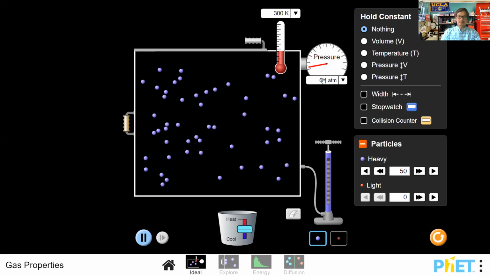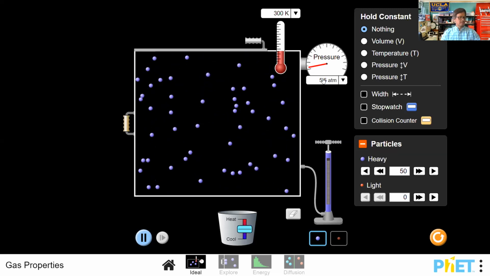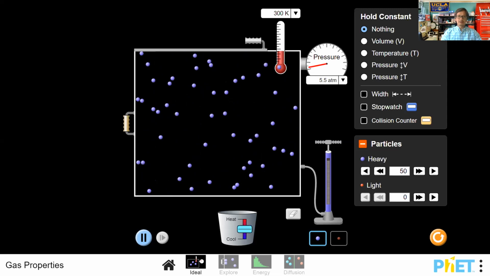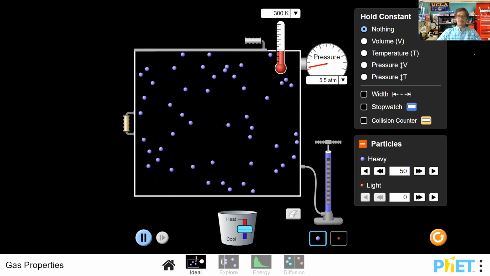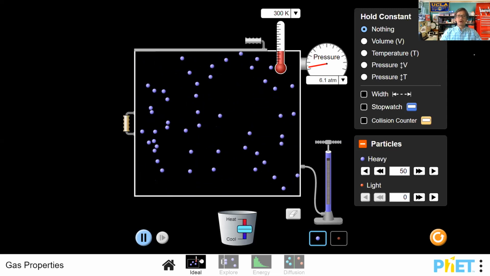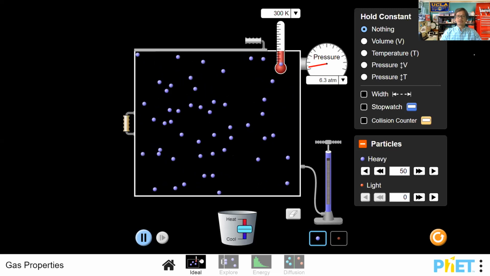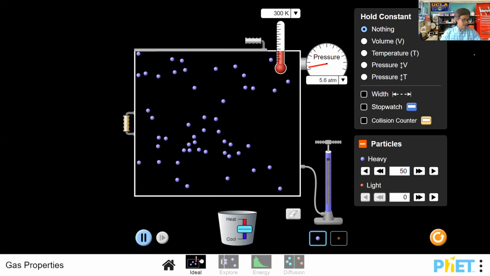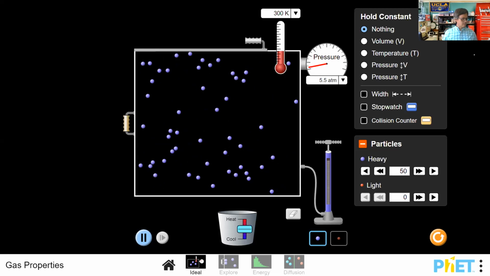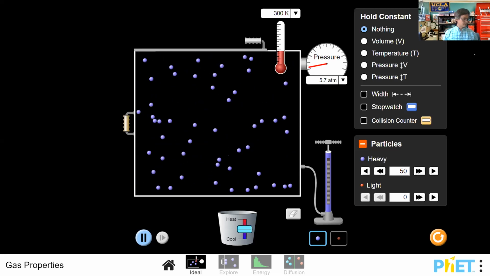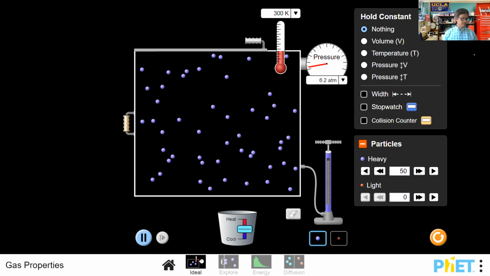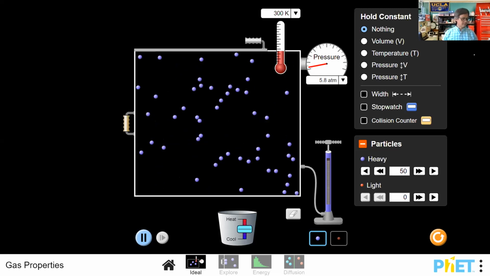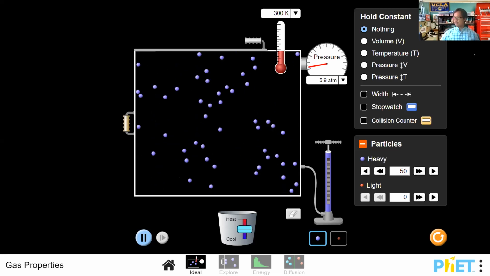But again, the basic takeaway that I want you to get from yesterday is that on a microscopic scale, it's the collisions of these gas particles that lead to, on a macroscopic scale, the pressure that we can read here. That's how we can account for gas pressure. We can now explain gas pressure based upon the behavior of these gas particles. So let's continue on with our discussion.